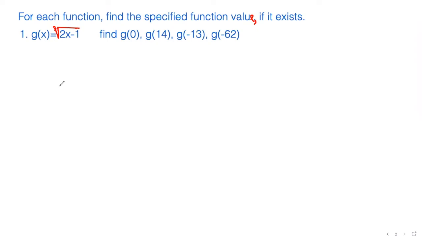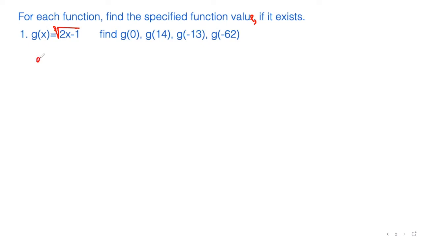For each function, find the specified function value if it exists. So given g(x) equal to the cubic root of 2x minus 1, we have to find g(0), g(14), g(-13), and g(-62). So let's do one after another.